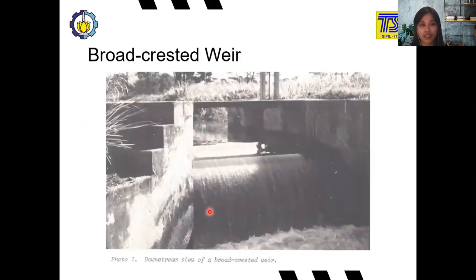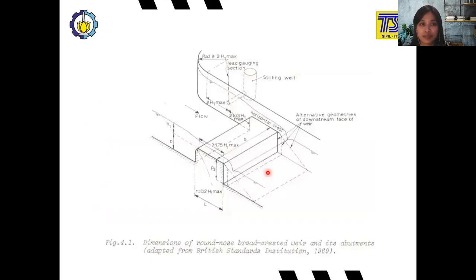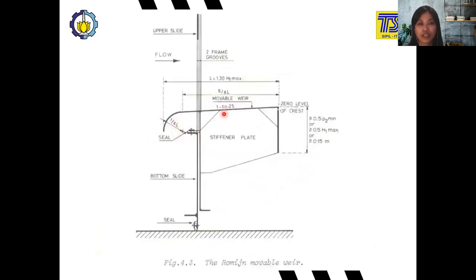Here, for example, in the field, the broad-crested weir is shaped like this, and it is similar to the one that we have in the laboratory. Here is the sketch of the broad-crested weir. This is the weir. So from this structure, you can calculate the discharge based on the height of the water in the weir.